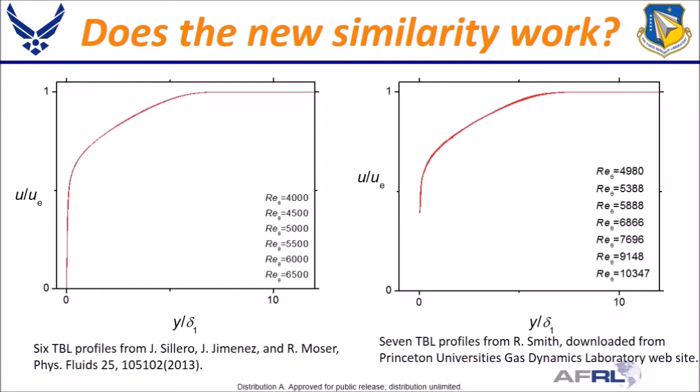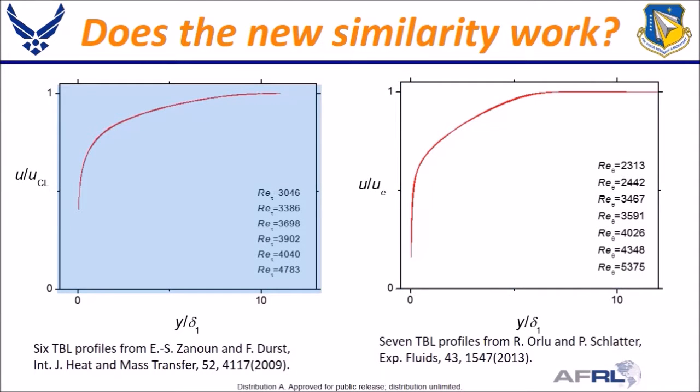We already saw that this combination worked well for the Skåre and Krogstad data sets. Here are some more results that I found. These are 6 direct numerical simulation turbulent profiles from Professor Soleras's group in Spain. Over here are 7 turbulent boundary layer profiles from Professor Smits's group at Princeton University. Here are a couple more examples. 6 channel flow turbulent boundary layer results from a German group, and 7 more profiles from KTH University.